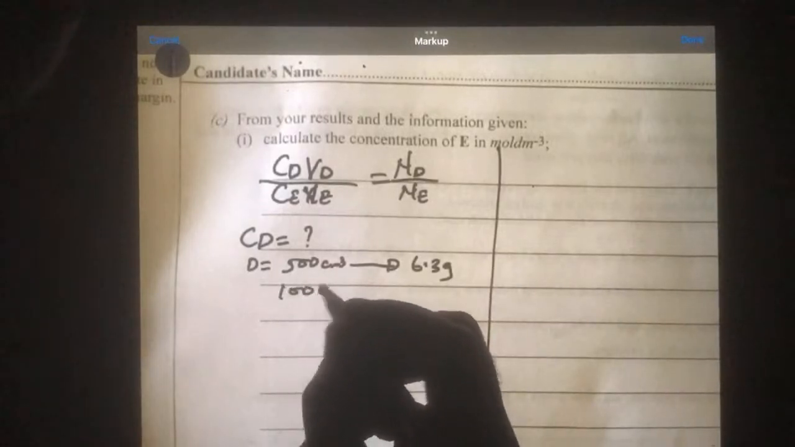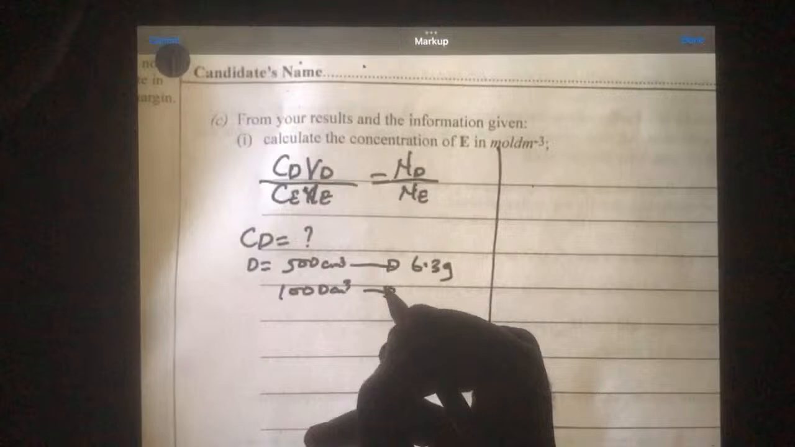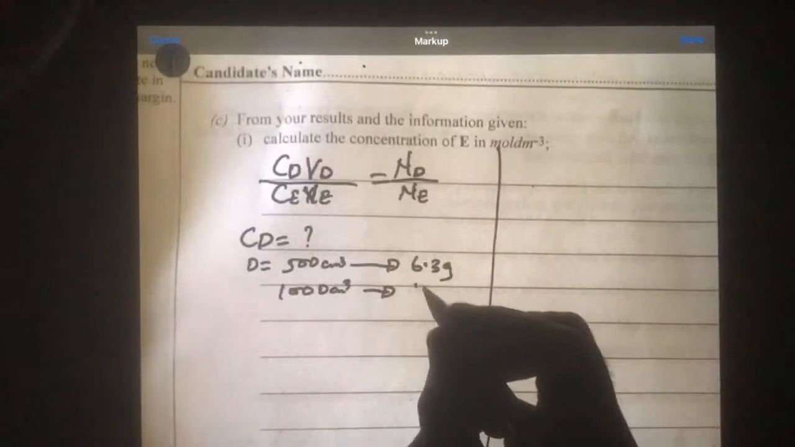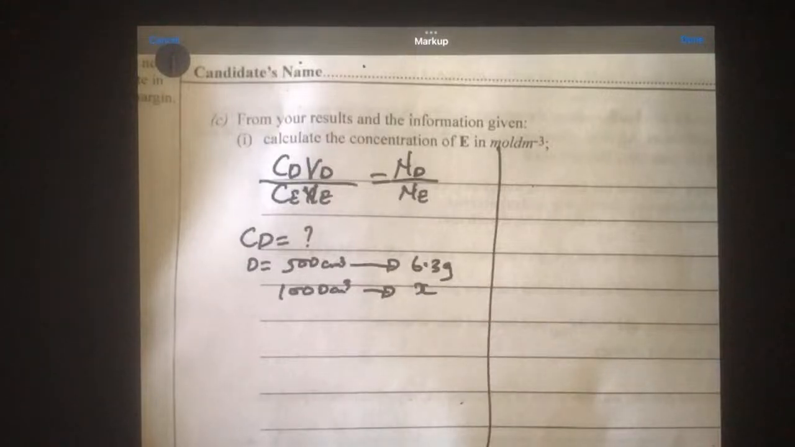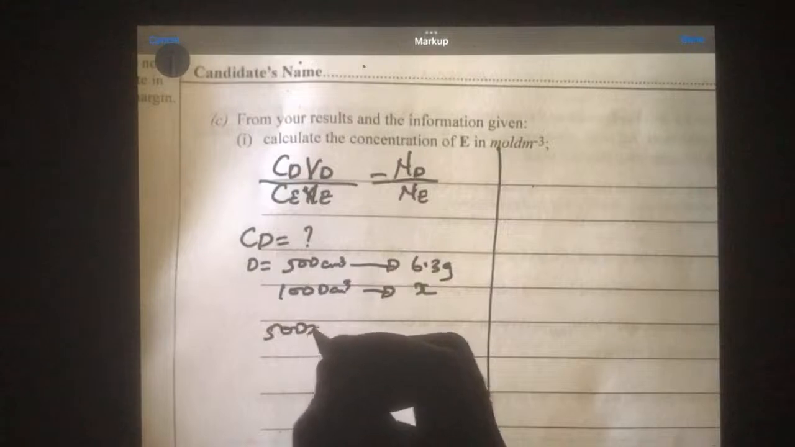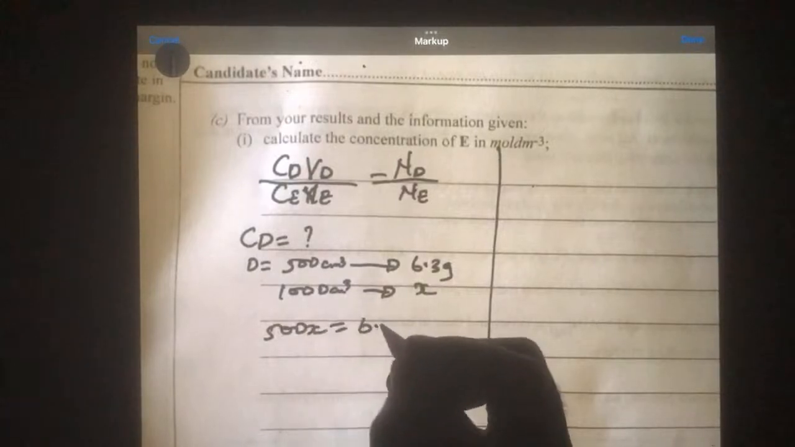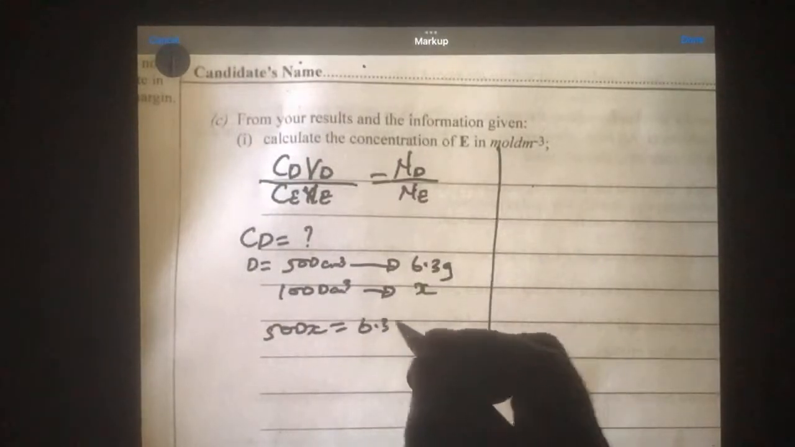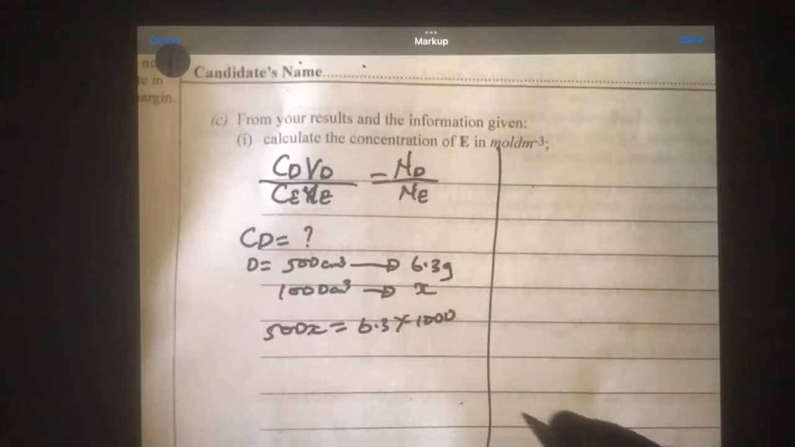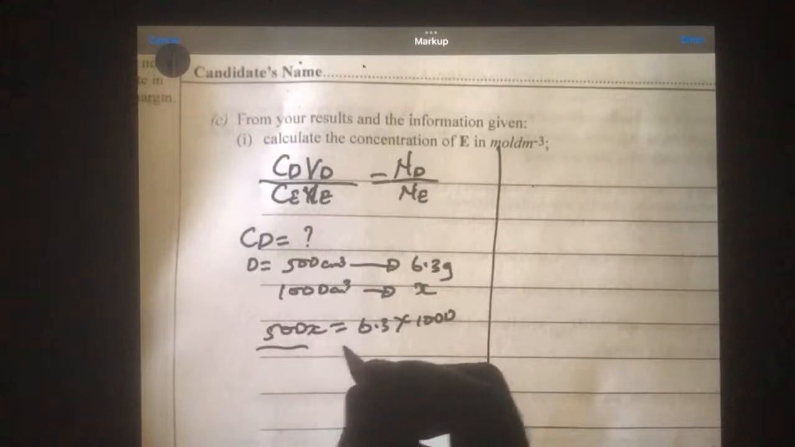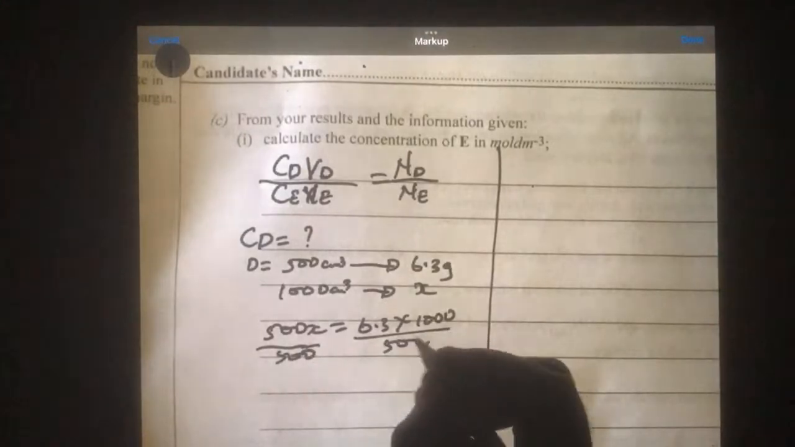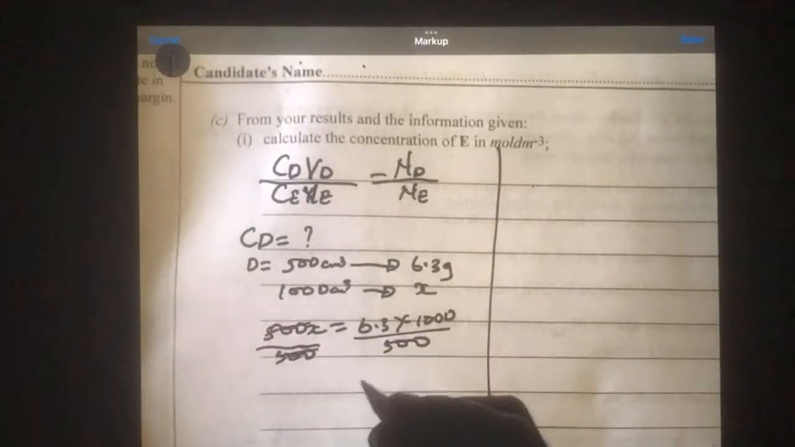Therefore, 1000 cm cube will contain what? If not in 1000, find out the one in 1000. That's how to do it. Will contain X. You cross multiply. When you cross multiply, what do we have? 500X is equal to 6.3 times 1000. After everything, you will get 12.6, but let us just follow it in a tortuous way.